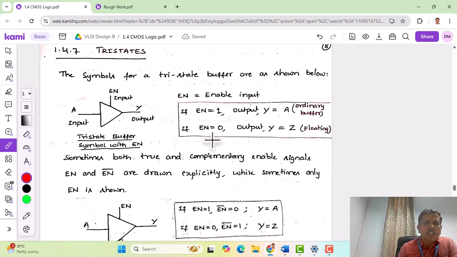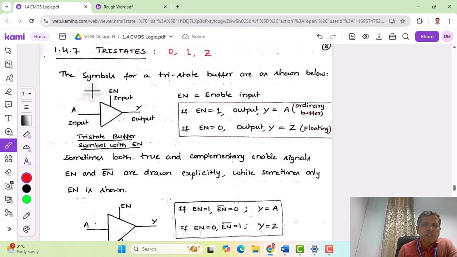So a tristate is nothing but a logic circuit built from transistors, and here the circuit will be in three states: logic zero state, logic one state, and the third state, which is the high impedance state, or floating state, as we call it. A circuit with the three states, 0, 1, and floating state, is called a tristate.